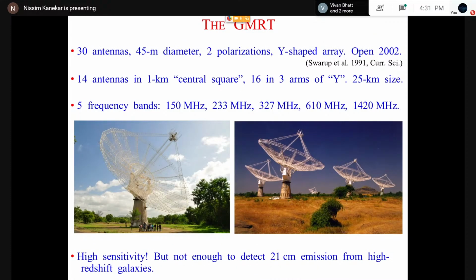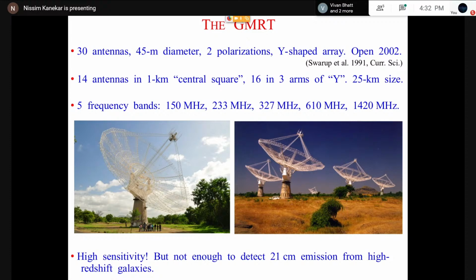So the GMRT has these 30 antennas, which have a diameter of 45 meters. And I mentioned that it's built with a mesh, with this smart concept. It's got two polarizations, and it's a Y-shaped array. It's got 14 antennas in this 1 kilometer central square, separated by a few hundreds of meters, and then it's got 16 antennas in 3 arms of the Y. The longest separation between two antennas is about 25 kilometers. So with the GMRT, you can basically synthesize a telescope of effective size 25 kilometers via the principle of radio interferometry, and that's the game with the GMRT.